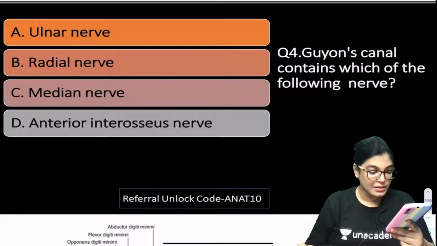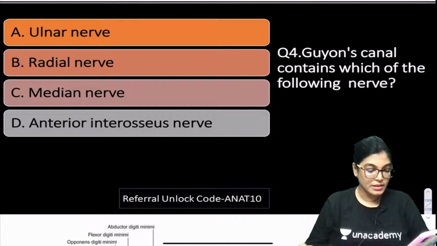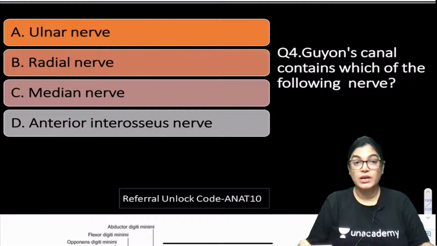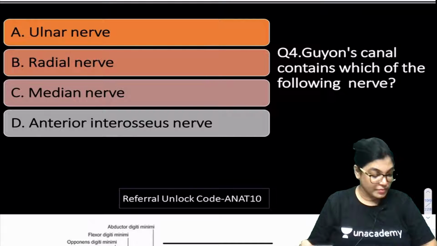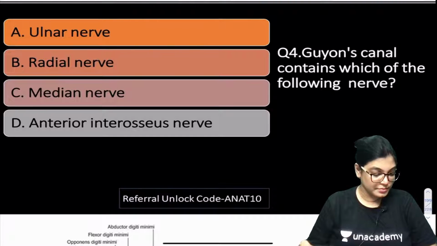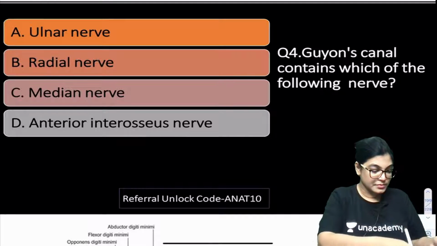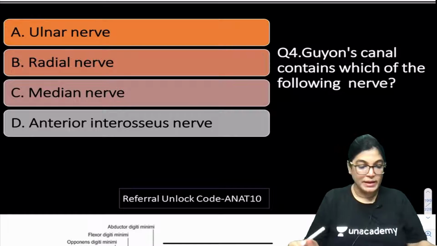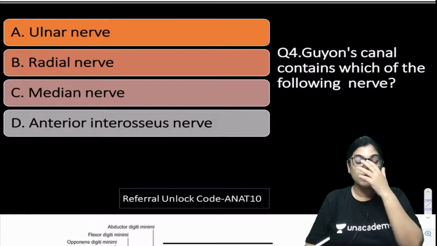Okay, Devnath, Shayani, Devnath is telling, Shayani is telling A. It's A. Okay, Guyon's canal contains ulnar nerve. Okay, A. What about others? Ulnar nerve, okay, Sarans, ulnar below volar carpal ligament. So he is giving the anatomical location details also.